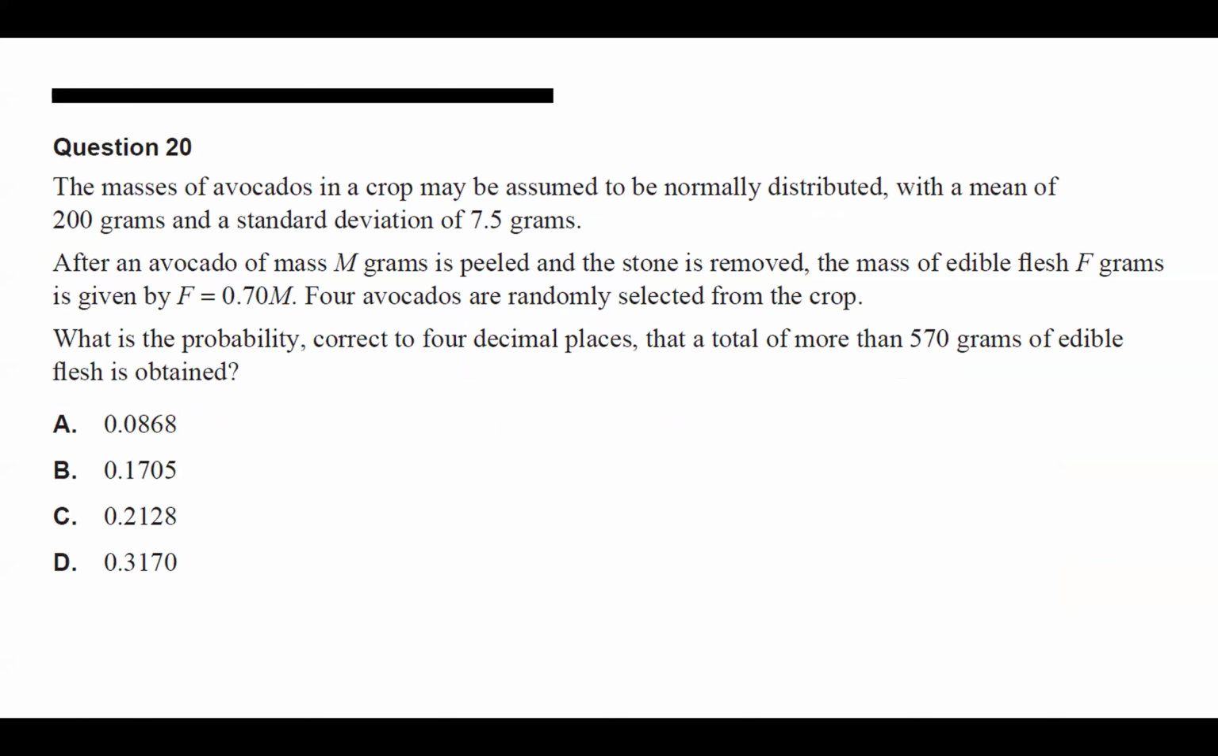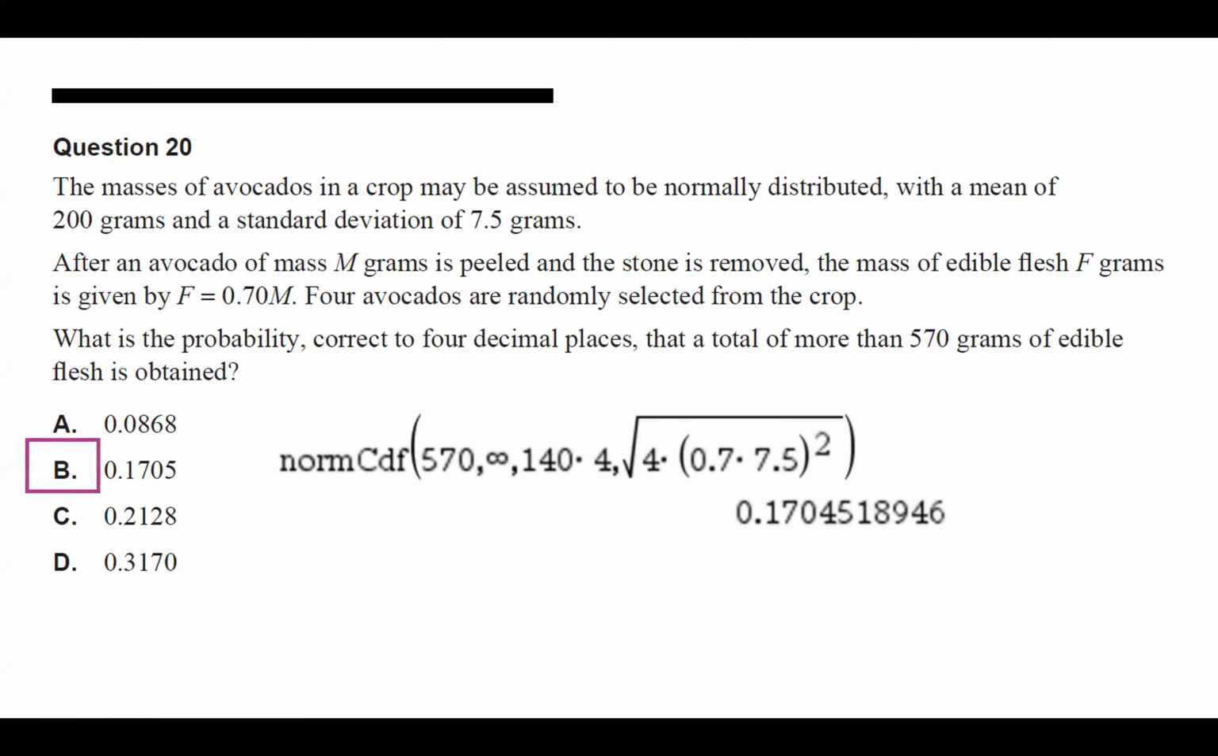Finally, if you look at question 20, it has a lot of reading in it. The masses of avocados in a crop may be assumed to be normally distributed with a mean of 200 and a standard deviation of 7.5. After an avocado of mass M is peeled and the stone in the middle is removed, the mass of edible flesh, or you can eat the flesh, F grams, is given by F equals 0.7M. Just be mindful, this is a dilated random variable. So when you calculate the variance, you need to bring out a 0.7 and square it. And 4 avocados are randomly selected from the crop.